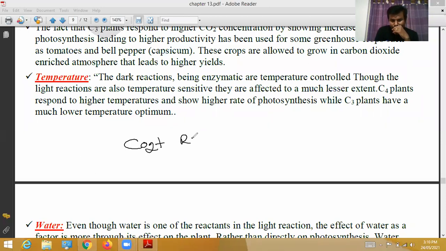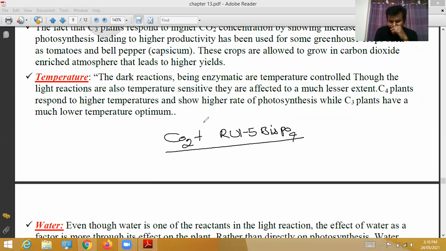CO2 is combined with ribulose bisphosphate, ribulose 1,5 bisphosphate. Carbon dioxide is combined with ribulose 1,5 bisphosphate. So here one enzyme is involved for the formation of hexose sugar, that is ribulose bisphosphate carboxylase oxygenase. Like this way, everywhere enzymes are involved.